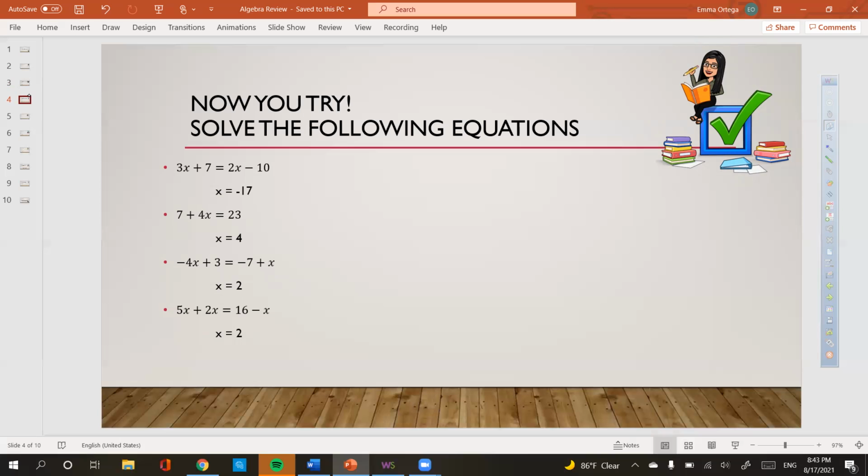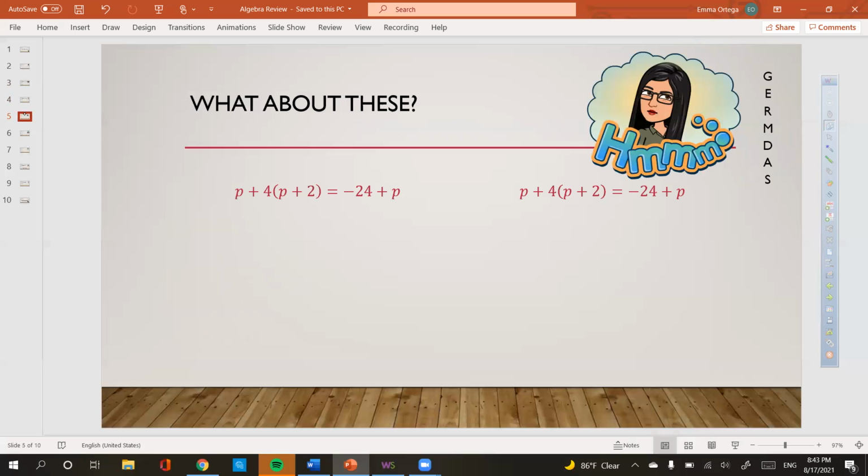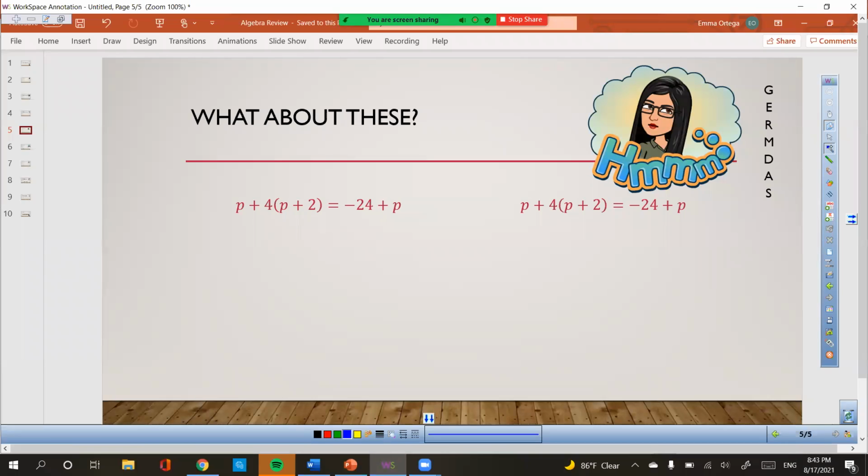Okay, but let me go ahead and jump to the next section. The next section here is: what about these right here? They're the exact same thing, but notice there's a little bit more involved now with parentheses. If I were to read this equation, it's going to be p plus 4 times... You remember that whenever you have parentheses, that technically means multiplication. So it's going to be 4 times (p plus 2) equals negative 24 plus p.